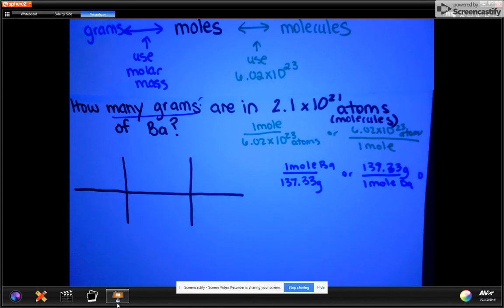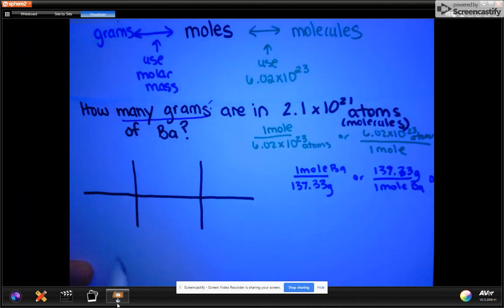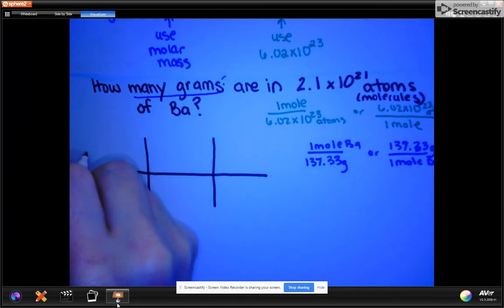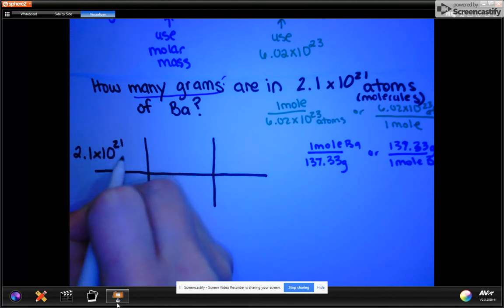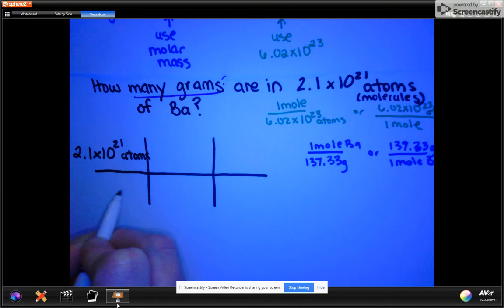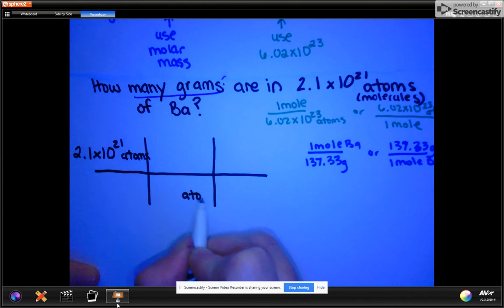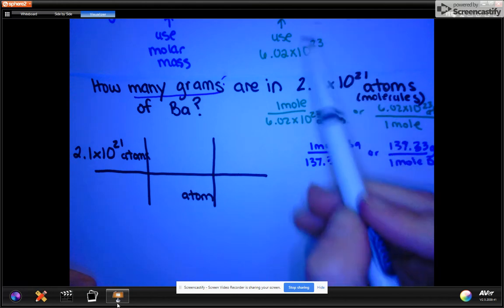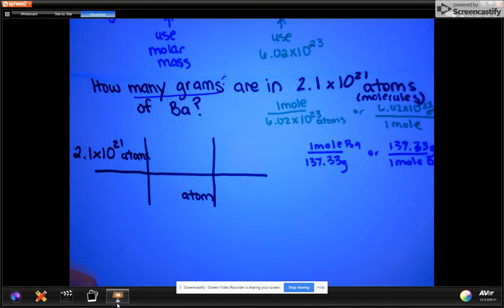Just like with every problem, you start with your given. Your given was that 2.1 times 10 to the 21st atoms. So I'm going to try and keep everything on the screen. 2.1 times 10 to the 21st atoms. Just like before, nothing goes here. Now if the unit atoms is here, we have to put the unit atom down here. If I look at blue, there's no atoms. I have moles and grams. So blue is not what I want, which makes sense because I'm starting here, which means my first step is to go to moles, so I'm using the 6.02. So the green is what I need here.